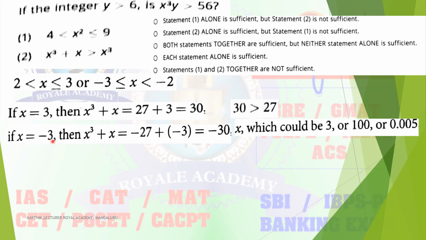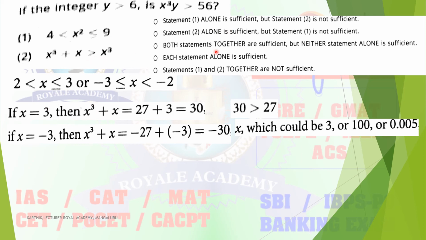Once it satisfies the condition, then you can apply it to the above one. So I will choose x is equal to minus 3. It is a trial and error method. If you choose one positive value, then for the second value you should choose a negative value also. So first I choose x is equal to 3, second I choose minus 3. If you take minus 3, you will get minus 30. So minus 30 is not greater than 27, so it does not satisfy the condition.